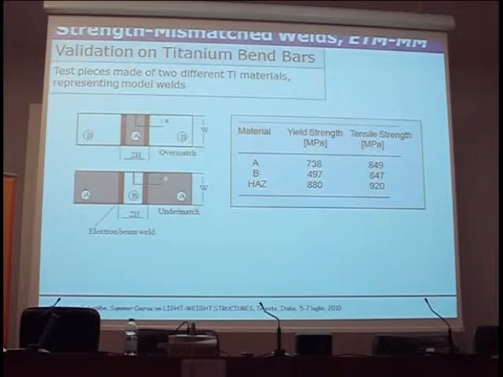So this weld metal didn't count. It was just a means of gluing these two pieces together. And here we have A, which is overmatch, and here we have B, which is undermatch. And we know the bulk properties of both materials. And here is a crack. And we did fracture tests. And we compare this with the prediction using this engineering treatment model, delta 5, and so on and so forth.